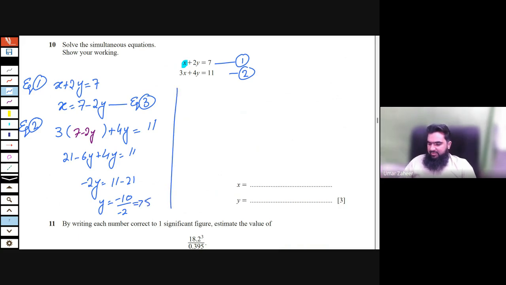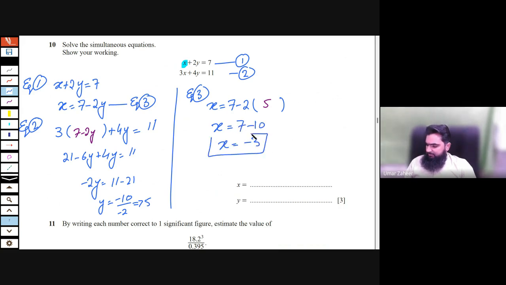that will be 5. Now we have the value of one variable. You can substitute this value in equation 1, in equation 2, or in equation 3 as well. So we have x is equal to 7 minus 2y. The value of y that we got is 5. So 7 minus 10 will be minus 3. Minus 3, 5.